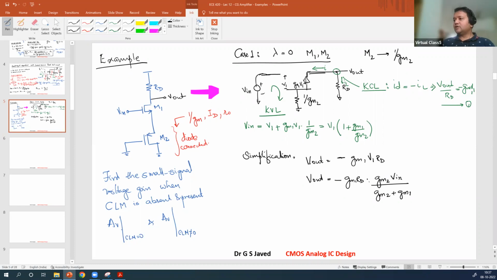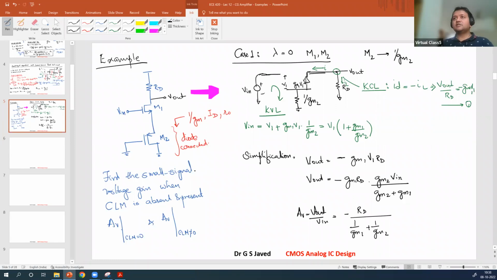Now, if you take V out over Vn, it will give you the gain. AV is equal to V out over Vn equal to minus RD divided by 1 over GM1 plus 1 over GM2.